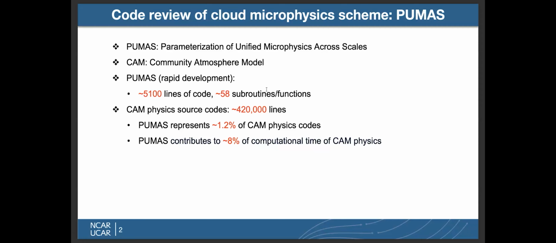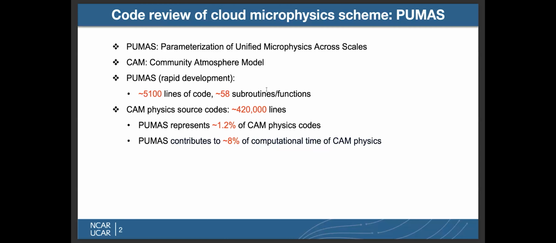So at the time we were working on this code, it contained about 5,100 lines of code, about 60 subroutines or functions in total. Considering that the total CAM physics source code has about 420,000 lines, PUMAS only represents 1.2% of the CAM physics code, but it could contribute as much as 8% of the total computational time. Therefore, it motivates us to see if we can speed up this code in some way.